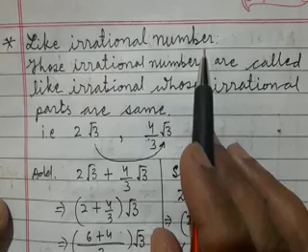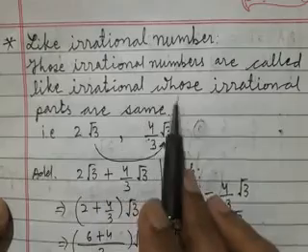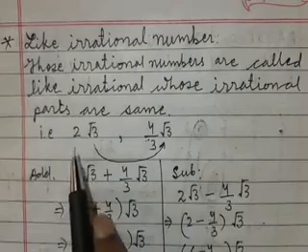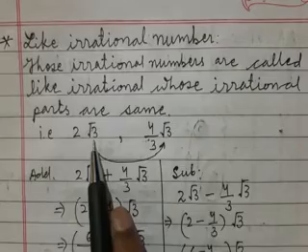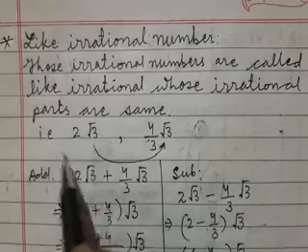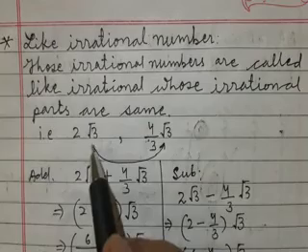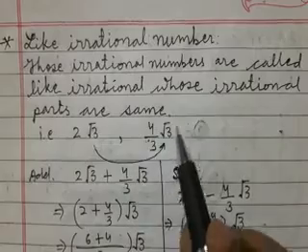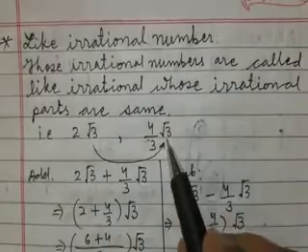Like irrational numbers. Those irrational numbers are called like irrational whose irrational parts are same. Here you can see 2 root 3 and 4 upon 3 root 3. So in the first irrational number, 2 is rational, root 3 is irrational. So irrational part is root 3. And in the second irrational number, 4 upon 3 is rational and root 3 is irrational part.